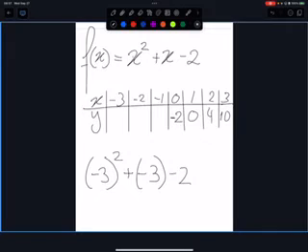Remember, it has to be in a bracket. Minus 3 squared.